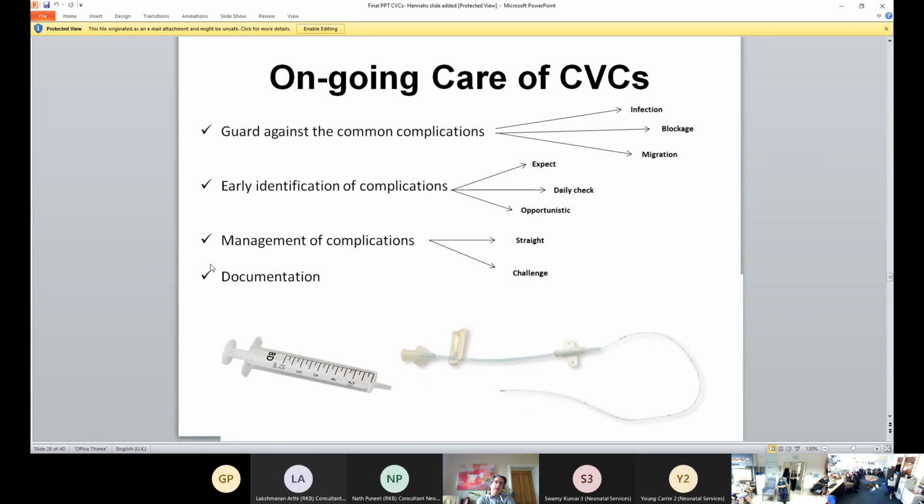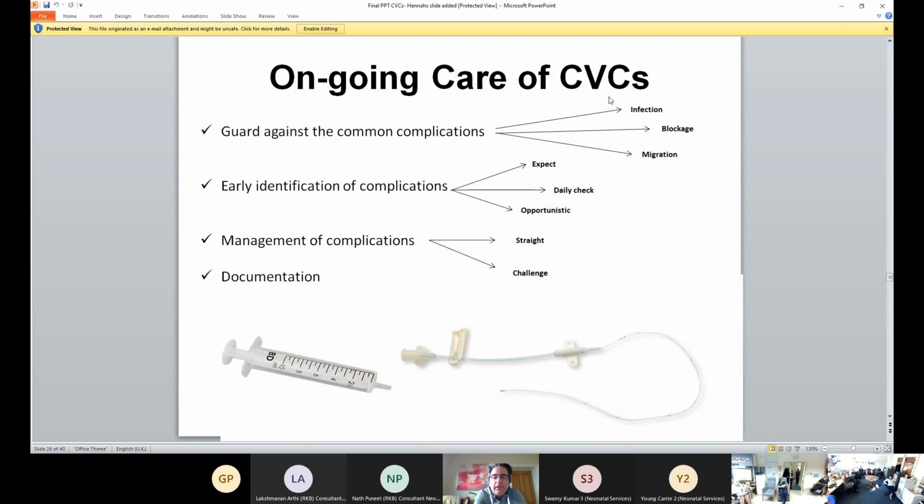The ongoing care of the central lines. That means after putting in the central lines, how are we going to look after these central lines? The most important part of this care is, number one, to guard against the common complications. We mentioned before the common complication is infection. So how do we guard against infection?